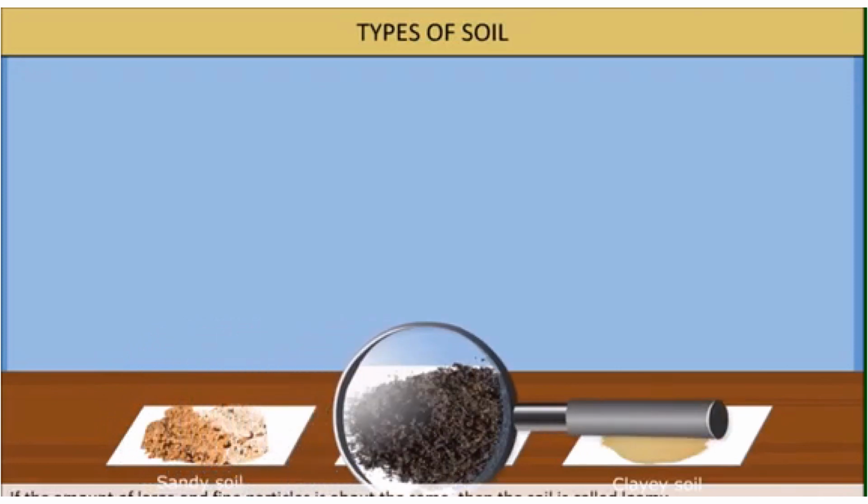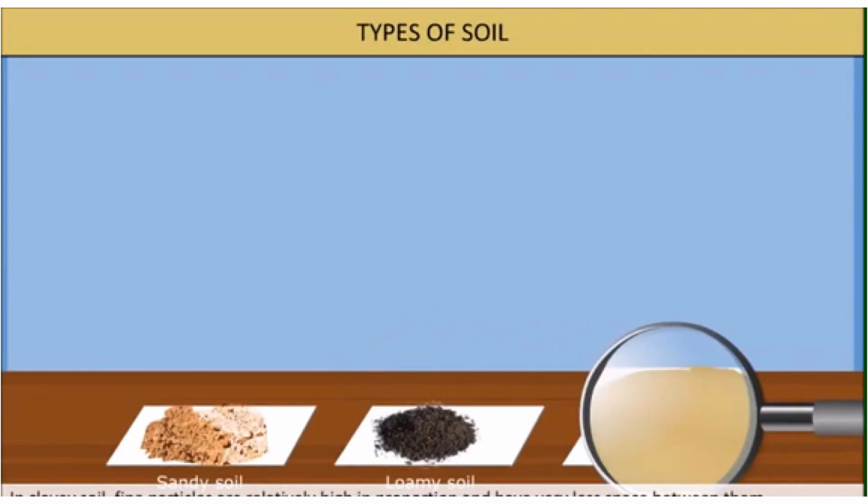If the amount of large and fine particles is about the same, then the soil is called loamy. In clayey soil, fine particles are relatively high in proportion and have very little space between them.